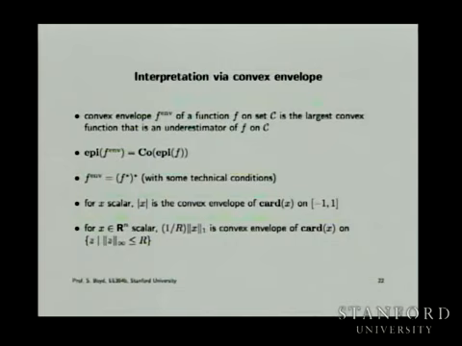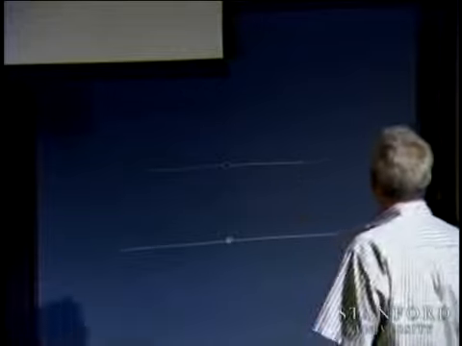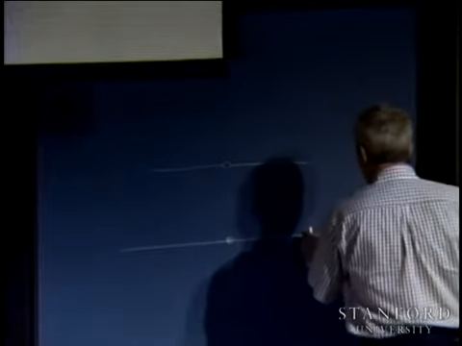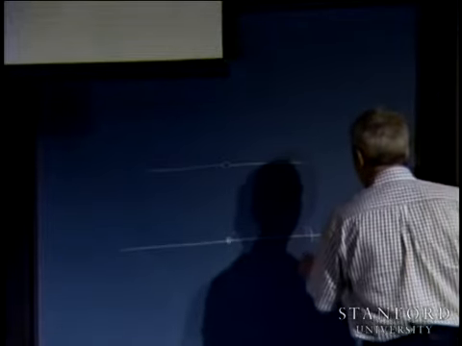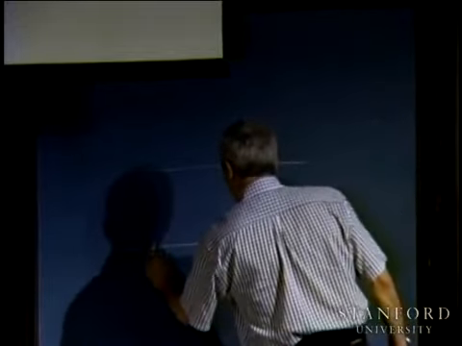Let me just draw a picture, and I'll show you how this works for the function we're interested in. The function we're interested in looks like this. It's 0 here, and then it's 1 over here. So that's our indicator function. And if you like, we can do this on the interval minus 1 to plus 1.